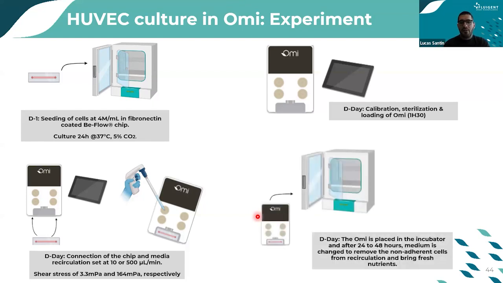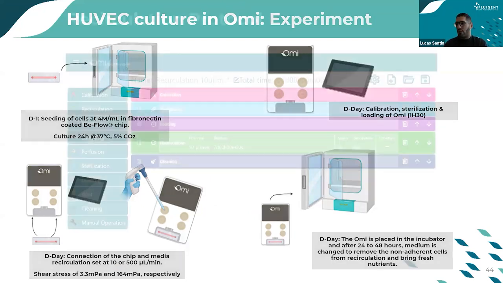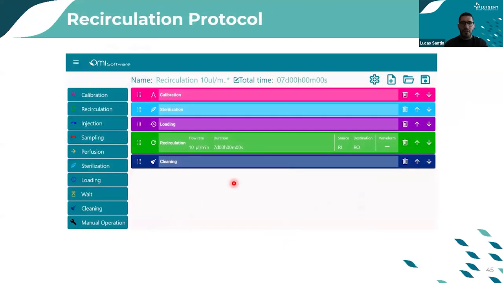Here we set two recirculation parameters of 10 and 500 microliter per minute, which will allow one small shear stress and one high shear stress. And then we place the OMI in the incubator, and on a regular basis, like 24 to 48 hours or even 72 hours, we will change the medium, which will remove the non-adherent cells from the recirculation and also bring fresh medium to bring fresh nutrients to the cells.